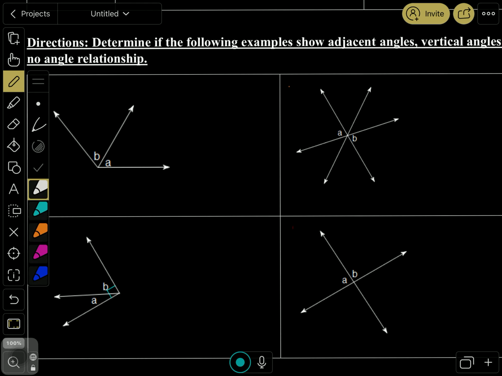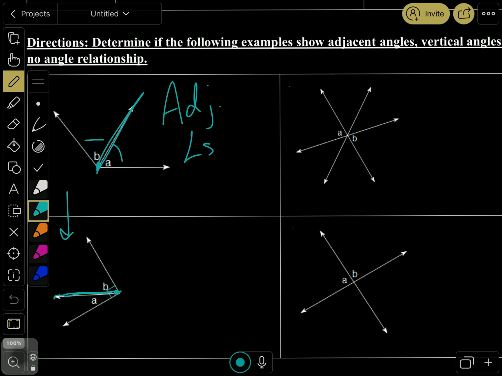So I'm going to start with the top left. First thing I notice is two angles. They both share this side. They both share this vertex. They are in fact right next to each other. They are adjacent angles. And I'm going to jump down here now. Again, I have a common side here. I have two angles that have this same vertex. That is what I would call adjacent angles. Once again, angle A is right next to angle B, so we call those adjacent.